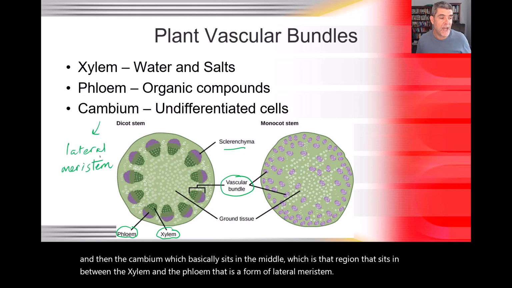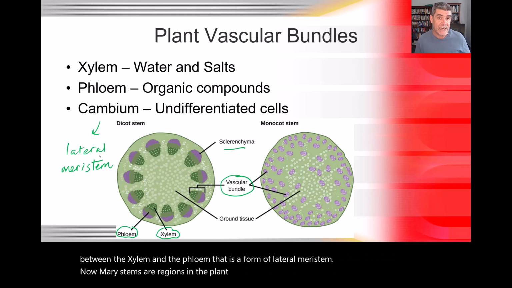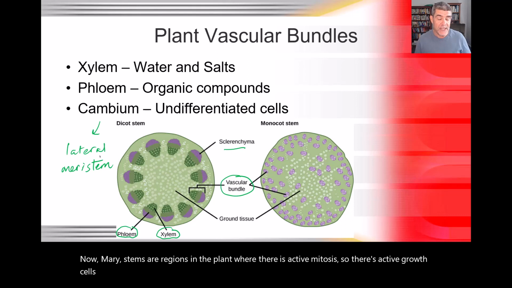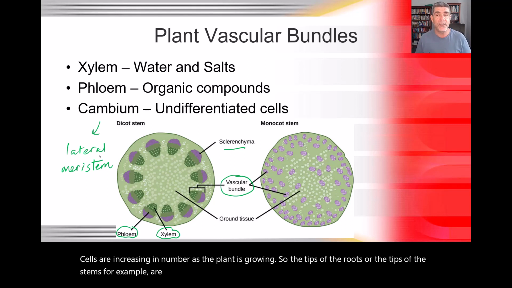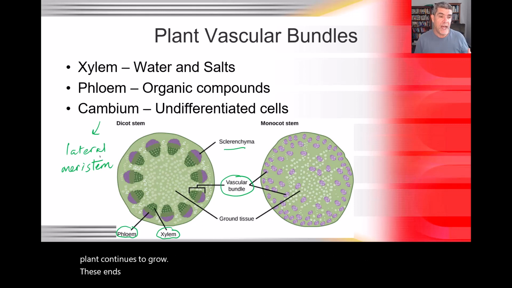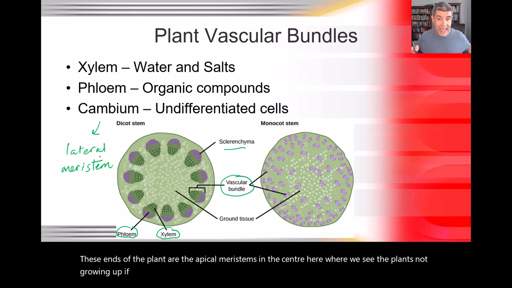Now, meristems are regions in the plant where there is active mitosis, so there's active growth. Cells are increasing in number as the plant is growing. So the tips of the roots or the tips of the stems, for example, are apical meristems, and we see a lot of mitosis happening there as the plant continues to grow. These ends of the plant are the apical meristems. In the center here, where we see the plants not growing up, if you like, but growing out, if that makes sense, these are lateral meristems.